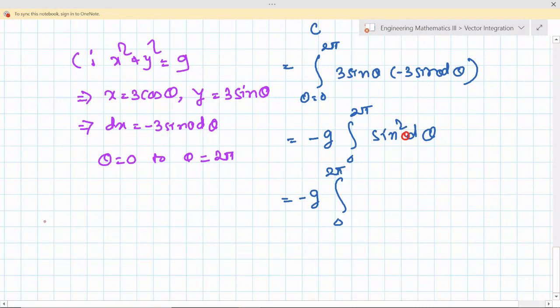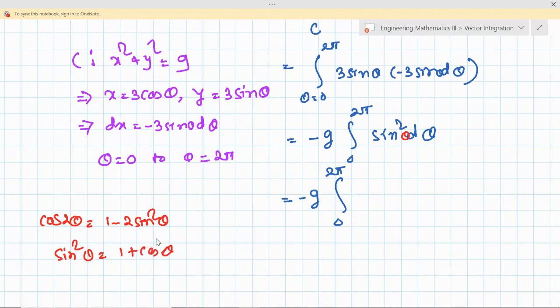So cos 2 theta is equal to 1 minus 2 sine square theta. This is the result, and sine square theta is equal to 1 minus cos 2 theta divided by 2. This is the result because we don't have the standard result for sine square theta. We have that result, but it is in terms of what?